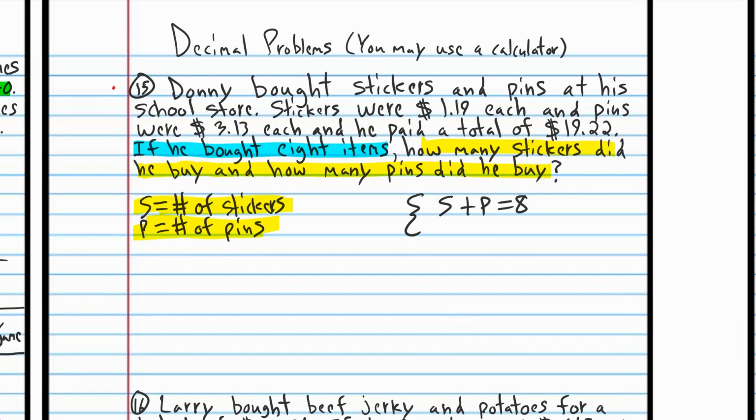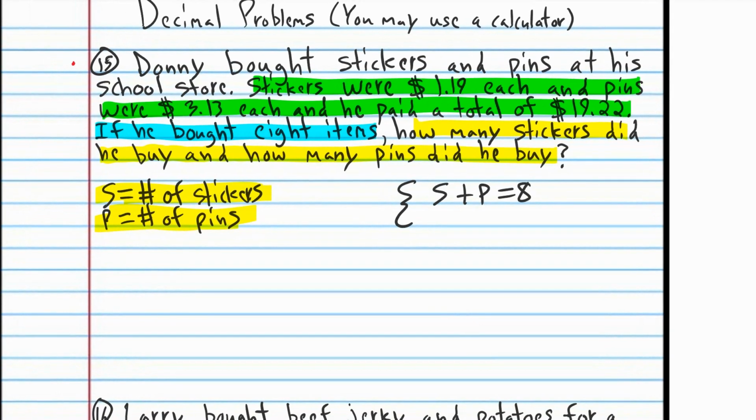And stickers were $1.19, so on and so forth. So again, this is the same type of problem, except we're dealing with decimals. So $1.19 for each sticker. So $1.19 times S plus $3.13 times P, and you add all that money up and you get $19.22.